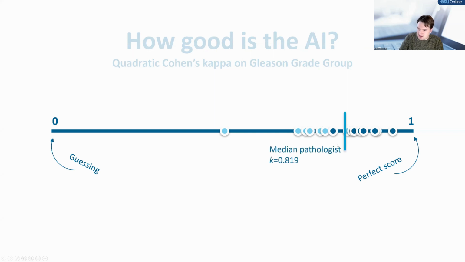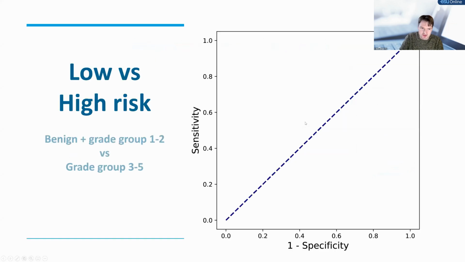And where does the AI come in? So this was the median pathologist. The AI system did slightly better than the median pathologist, roughly equal to the expert, experienced pathologists, and significantly better than all the inexperienced pathologists. So that was already a nice result for us.